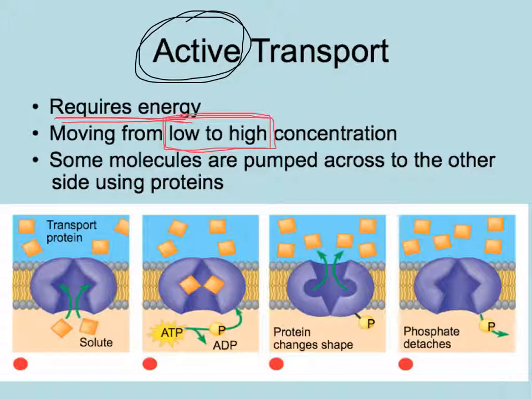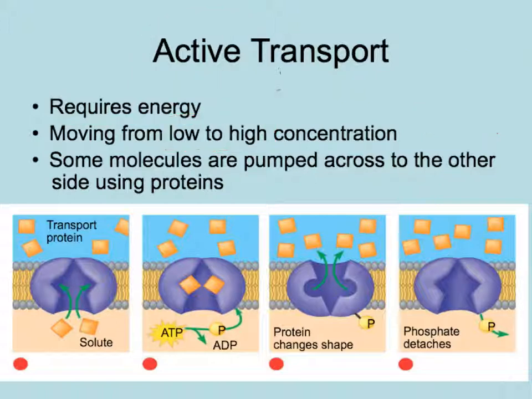So if you think back to our slide example, this is our slide, that's our little ladder. This person's standing down here, and they want to get up the slide. In order to do that, they would have to run up the slide. That's going from low to high concentration, and it is going to require energy. If you have a slide that steep, it's going to take a lot of energy to get all the way up that thing. So active transport is going from low to high, and it requires energy.